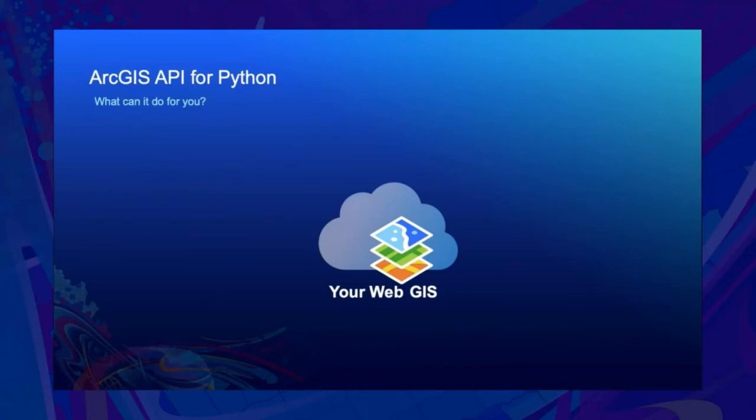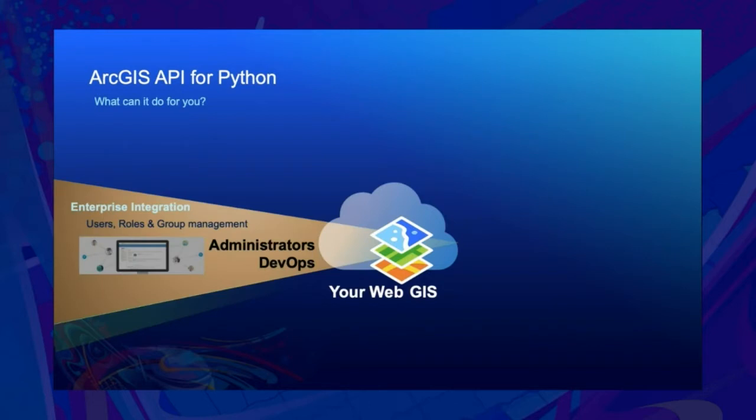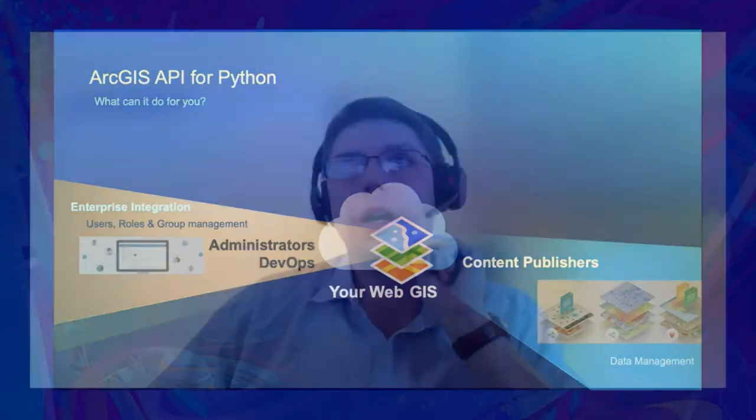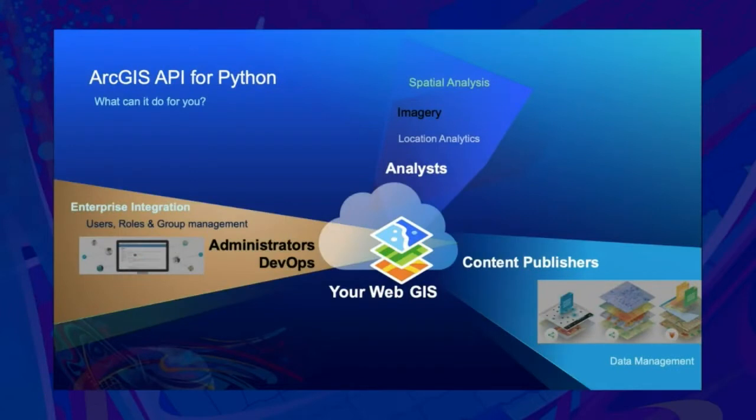So the ArcGIS API for Python connects to your WebGIS, whether that is ArcGIS Online or ArcGIS Enterprise. You can do some administrative tasks like users, roles, group management. You can do some content publishing, whether you have some shape files, and spatial analysis with imagery, with different location analytics and other tools that we have.